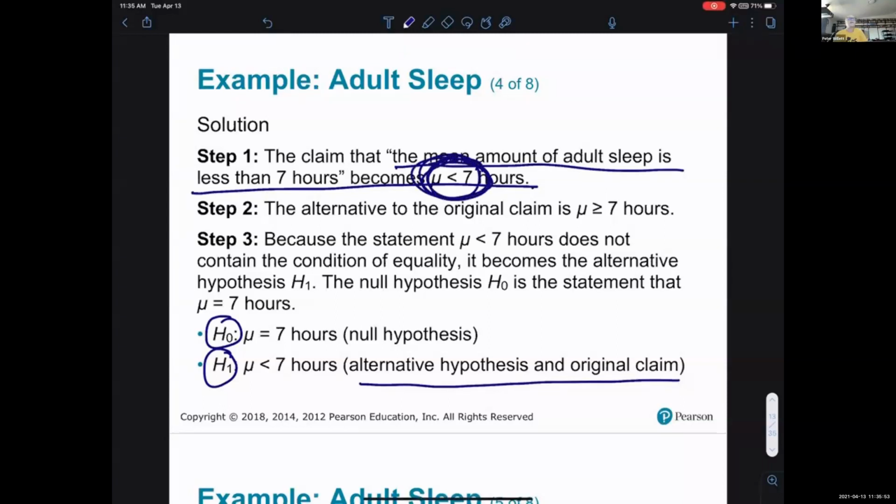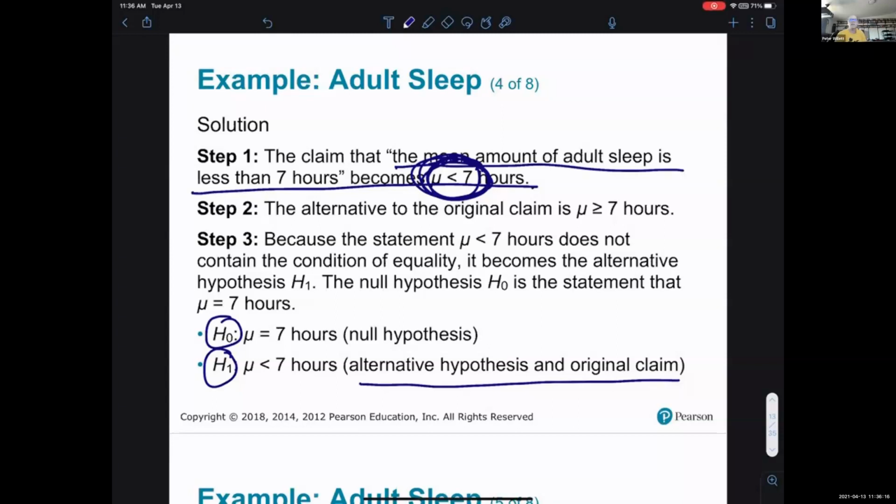If our original claim had been that mu is equal to 7 hours, then the null hypothesis would still be equal to 7, and it would be our claim. And then the alternative would simply be that mu is not equal to 7. And you'll see examples of both of those kinds in the assignment problems. All right, so in this case, we have set our null and alternative hypothesis.